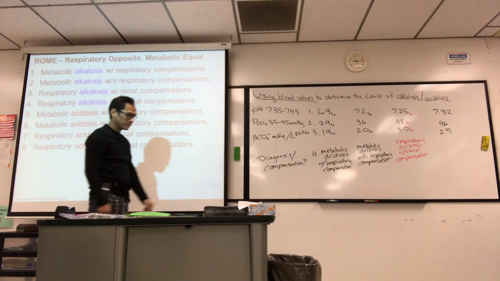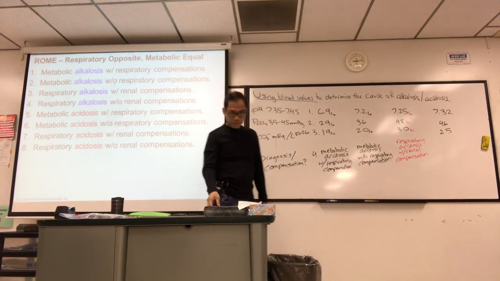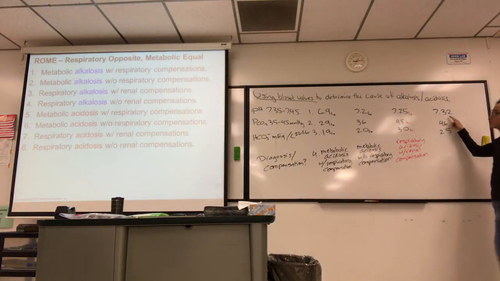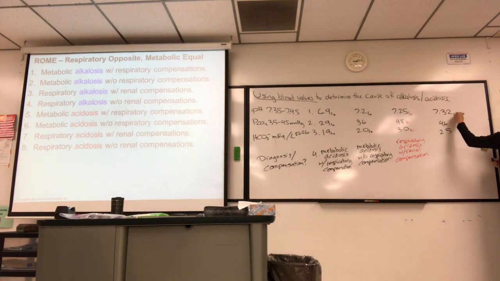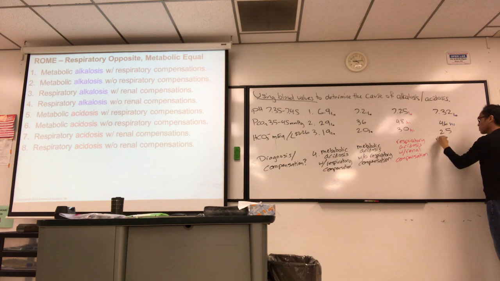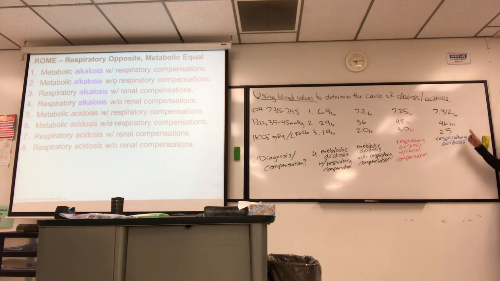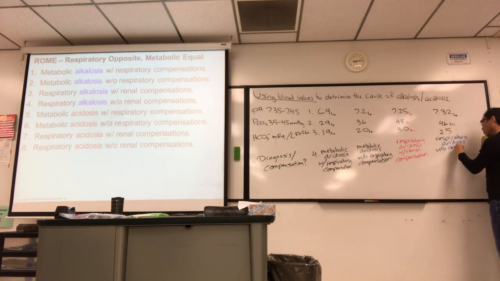Okay, well, let's see. We've got 7.32, high or low? Low. Second evaluation, PCO2 46. High. Okay, lots of CO2 acidifying the blood. It is a respiratory acidosis. Look at the last value. I'm going to ask, are the kidneys helping? They're in the normal range. So no, they're not helping. Without renal compensation.